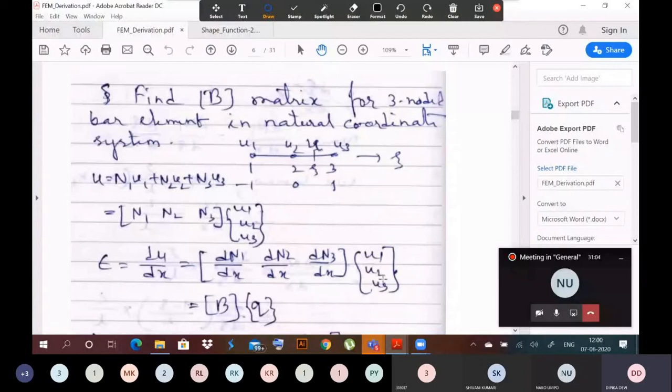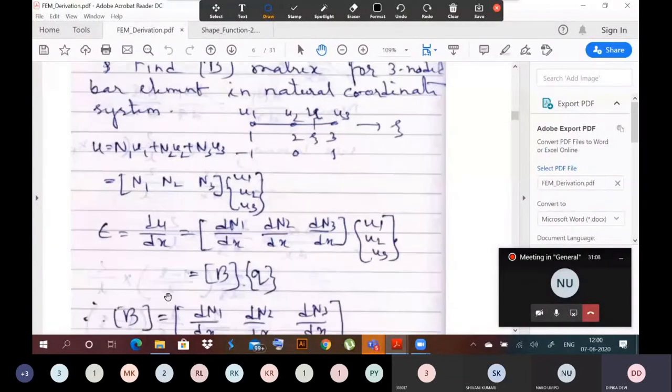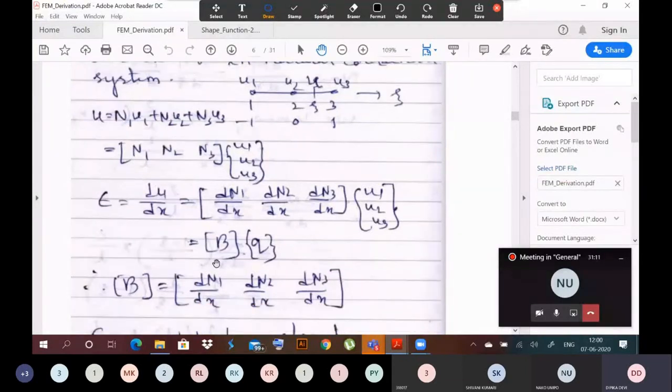So the size of the B matrix now is 1 by 3. Why 1 by 3? Because it is a 1D element, plus we have 3 nodes. So the total degrees of freedom is 3 into 1, that is 3. Each node has 1 degree of freedom, that is why the total degrees of freedom is 3. So the size of the B matrix will be 1 by 3. The same procedure can be followed to find dN1 by dx, just like for the 2-noded bar element.